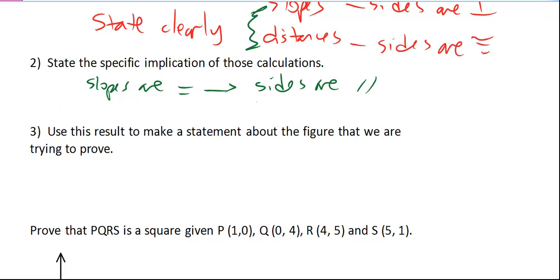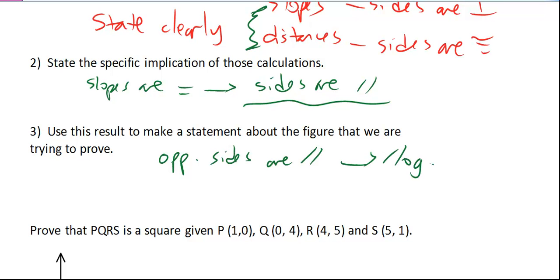And then third is taking this statement about sides or lengths or whatever, and then taking that specifically to the figure we're trying to prove. This is where you'd say, okay, opposite sides are parallel. That means we have a parallelogram, right? Or I have congruent sides, so it's a rhombus, or whatever it is I was trying to prove. But you need to state specifically, one, what were the calculations? What do those calculations mean about specific parts of these figures? And then what do those parts tell us about what type of figure it is in the first place?